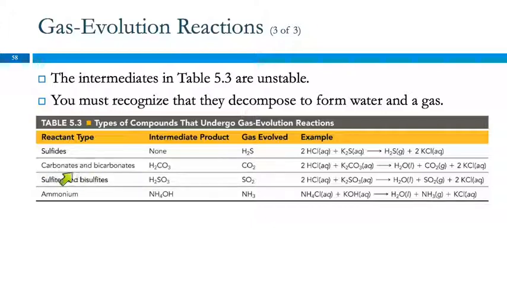If we mix carbonates and bicarbonates with acids, we get the intermediate product carbonic acid, and this decomposes and forms CO2 in water. From sulfites and bisulfites, or hydrogen sulfites, we can get sulfurous acid, that decomposes into water and sulfur dioxide. Again, doesn't smell good. Ammonium can yield ammonium hydroxide, which is also unstable, and decomposes to form ammonia.